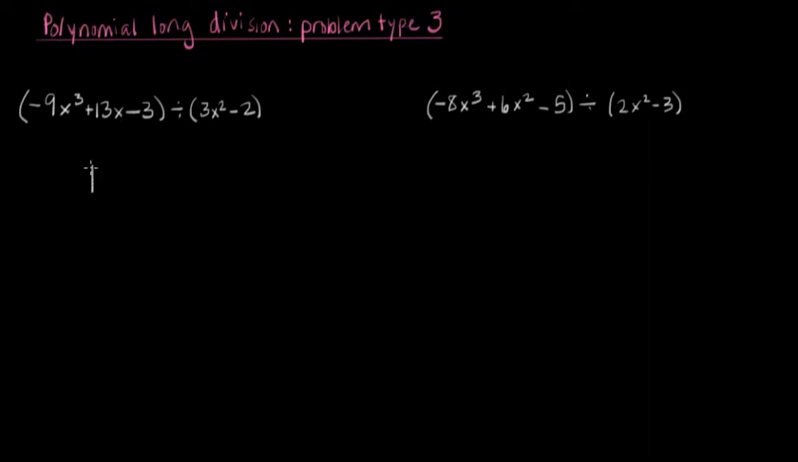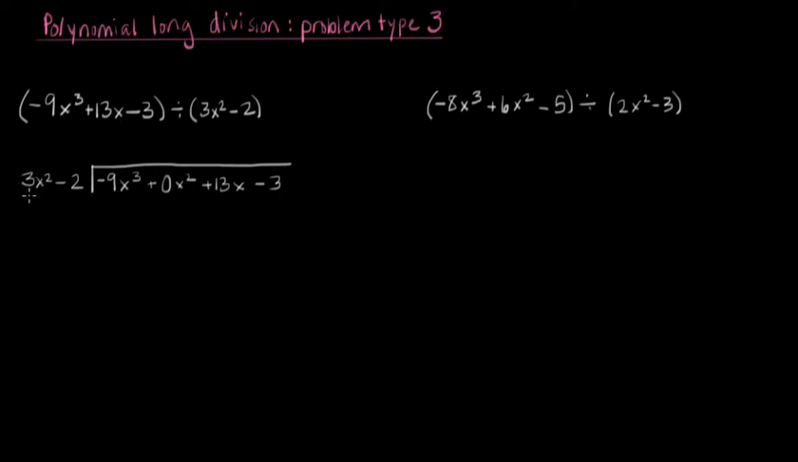So one thing that you might notice about this polynomial is that it has no x squared term. So the best thing to do is to just write 0x squared as a placeholder. So we have negative 9x to the third plus 0x squared plus 13x minus 3 divided by 3x squared minus 2. Okay, so now we're going to go ahead and start to divide.